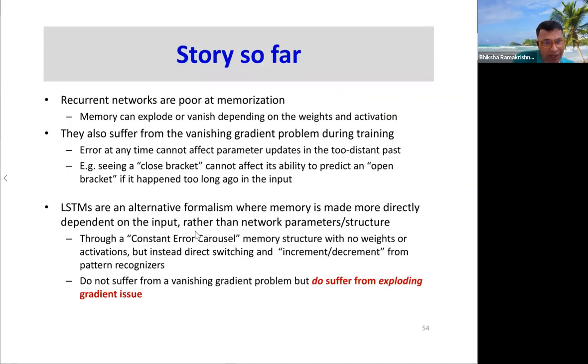And so the story so far, the new addition is LSTMs are an alternative formalism where memory is made more directly dependent on the input rather than network parameters and structure, through a constant error curve, which has no weights or activations, but instead has direct switching and increment-decrement operations through pattern recognizers. So these, in theory, do not suffer from a vanishing gradient problem, but they will suffer from an exploding gradient issue. Yes, Jay, you're absolutely correct. It's more like a residual connection, except now it also has multiplicative updates, not just additive updates.